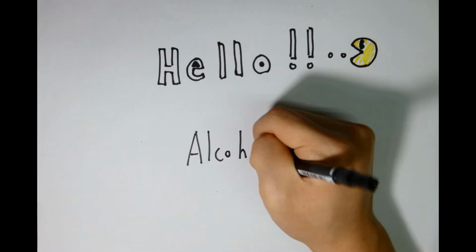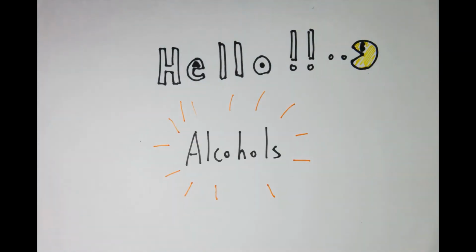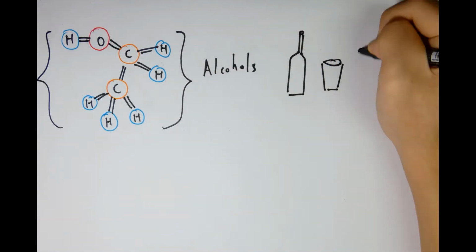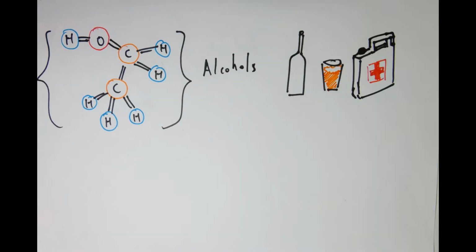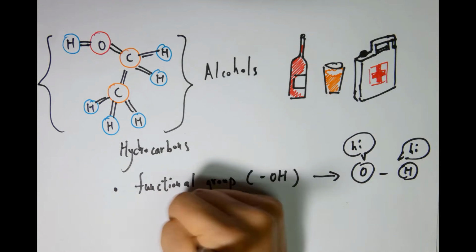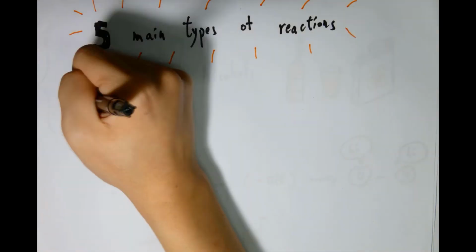Hello, in this series of videos we are going to introduce the reactions of alcohols. Alcohols are hydrocarbons that exist in our daily lives. They can have multiple reactions with a variety of chemicals, and react mainly through their functional group, the hydroxyl group. Alcohols have 5 main types of reactions.